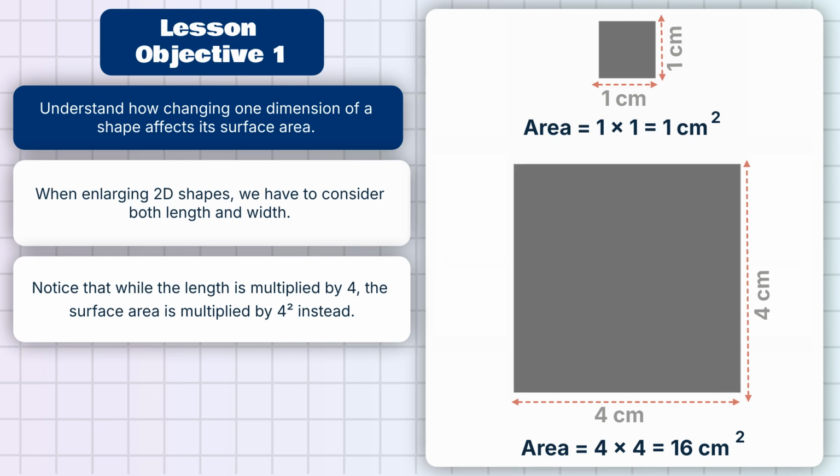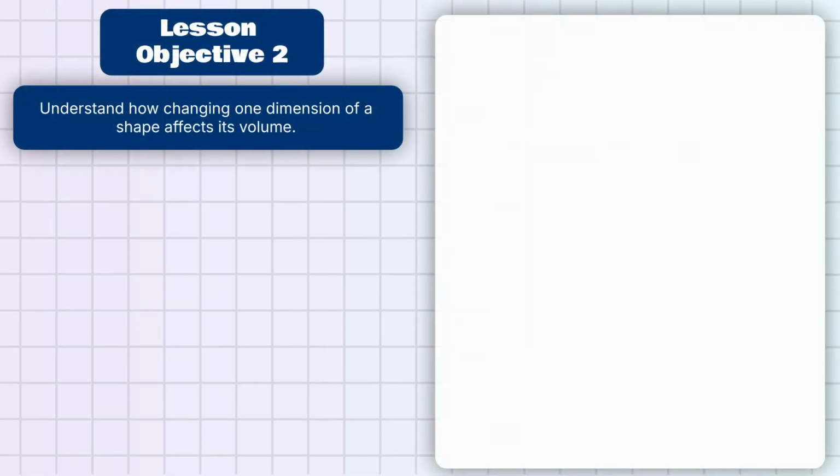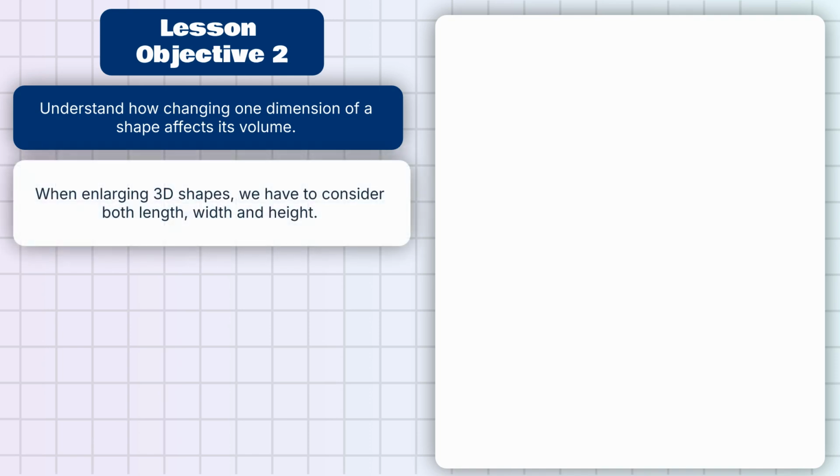This leads us to a general rule. If you enlarge a 2D shape by a scale factor of k, the new surface area will be multiplied by k squared. Now let's extend this logic to 3D shapes like cubes or spheres. Here we must consider length, width, and height. Again, let's develop our understanding with an example.